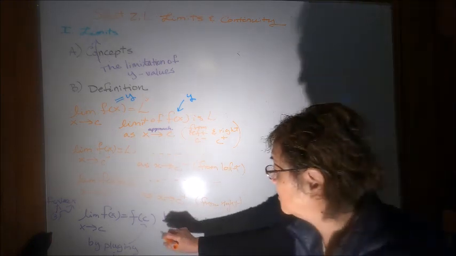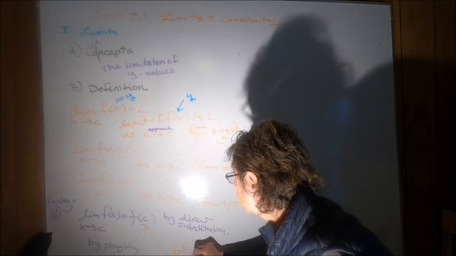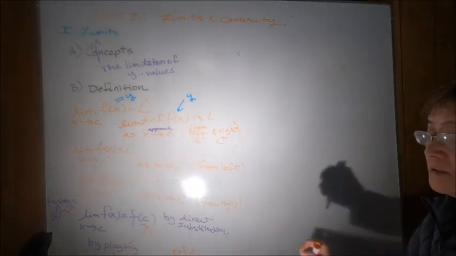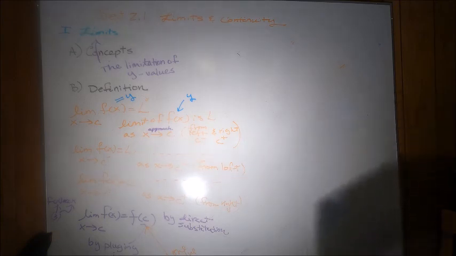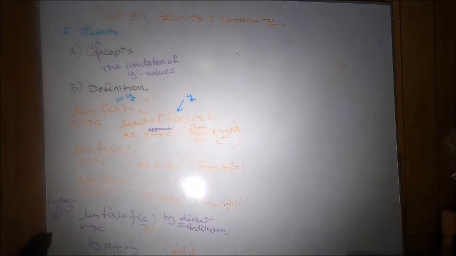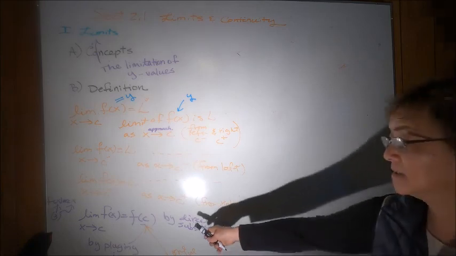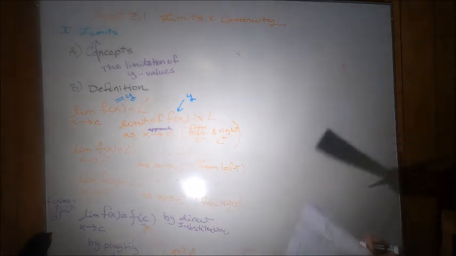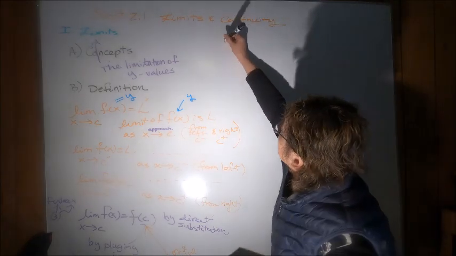You have to have just one value for the y. Y is limited by one value. If there are two values, that would not be called limited, right? So if it's limited by just one value, then we say it has the limit. Okay? So let's see some more examples.